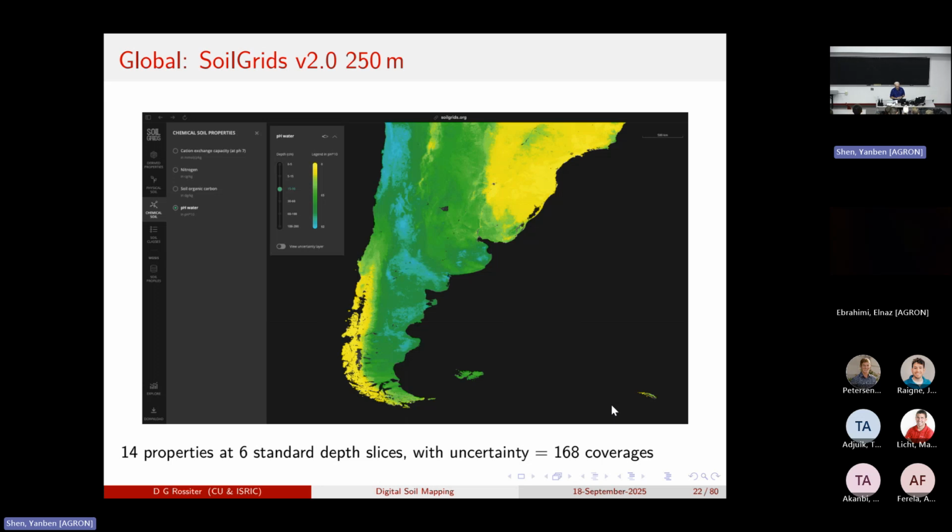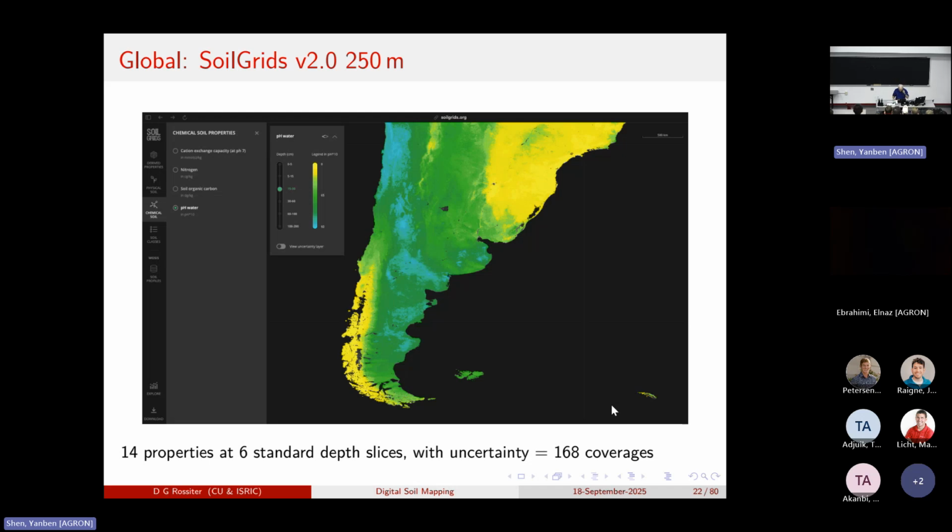So here are some example digital soil maps. This is our SoilGrids product. And I know we have Argentinians here, so that's why I picked this example specifically. No, it's just by coincidence. And what you can see here is that we have these standard depth slices.